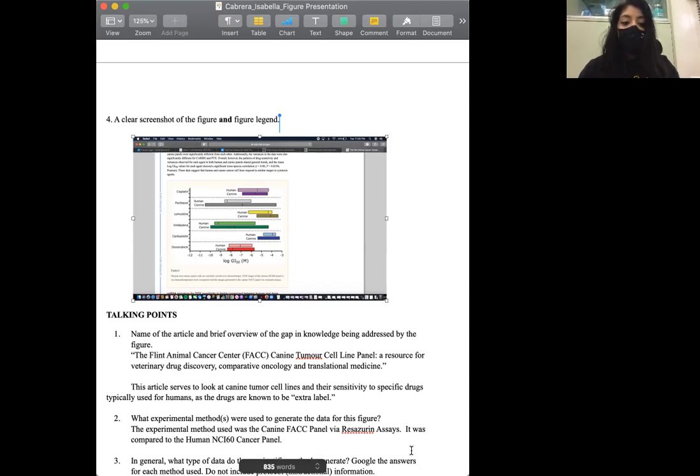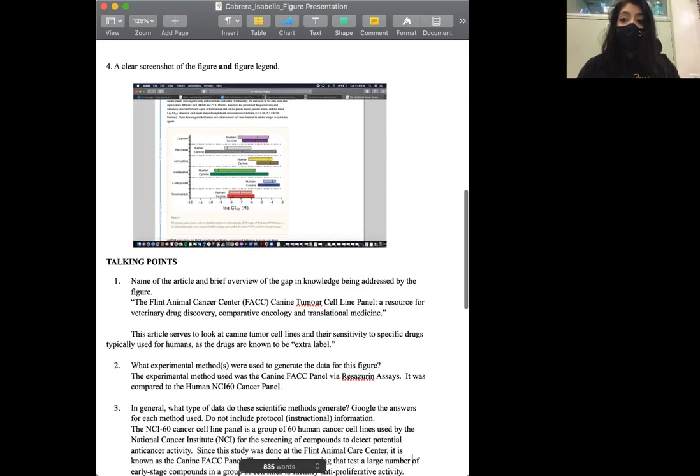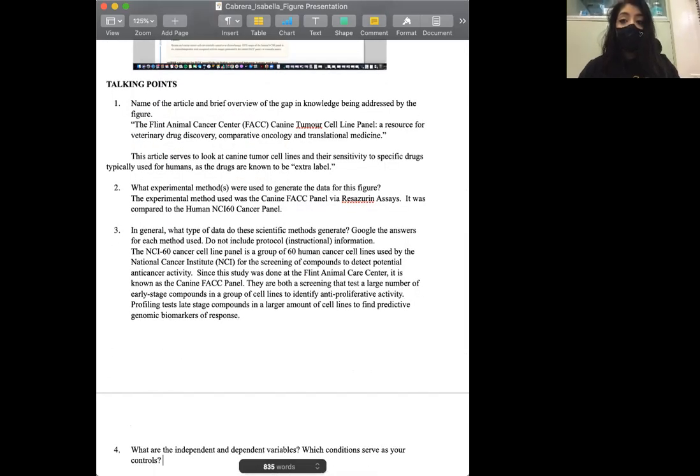Experimental methods that were used were the canine FACC panel via Resazurin assay. And they compared it to the human panel that was used for cancer tumor cell lines. So the NCI 60 cancer cell line panel is a group of 60 human cancer cells that was used by the National Cancer Institute for screening, and it helps to detect anti-cancer activity.